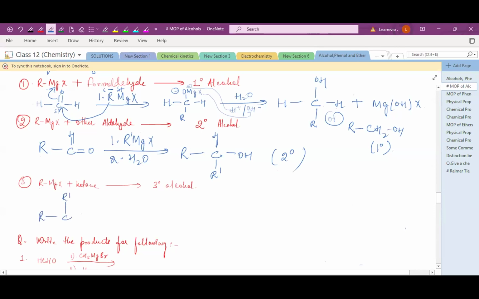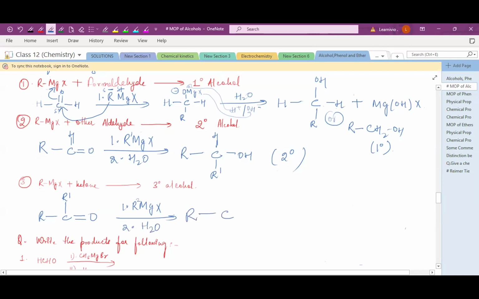Similarly, in the third case, when you treat the ketone, suppose we just take the ketone R, C, R dash, and on treatment with the Grignard reagent RMgX, suppose this is R1 and I'm just writing the R2, followed by the hydrolysis.